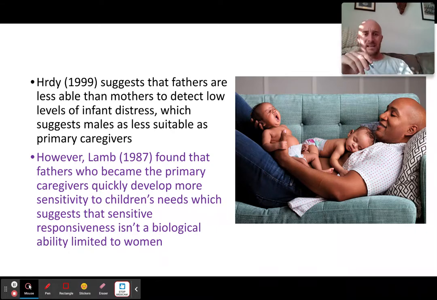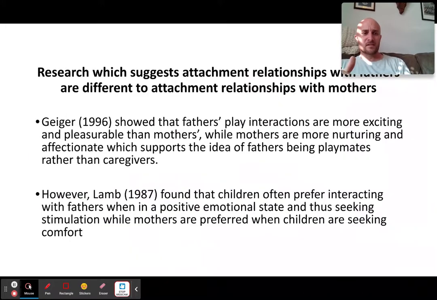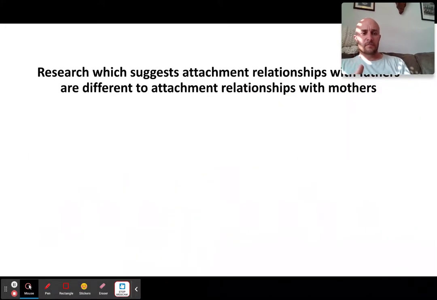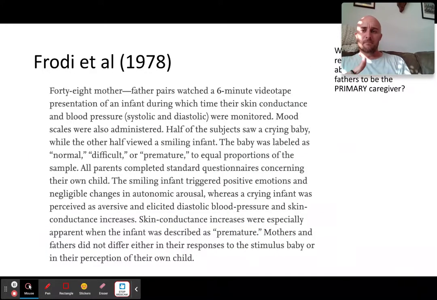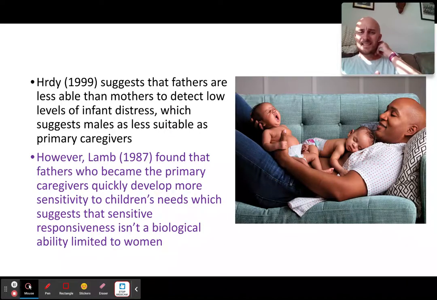Hrdy suggests that fathers are less able to detect low infant distress than mothers are, which again suggests that males are less suitable. So there's a bit of contradiction here. As you can see, Frodi is saying mums and dads can both be the primary attachment, but then Hrdy is saying that actually mums are better because they have better sensitive responsiveness.